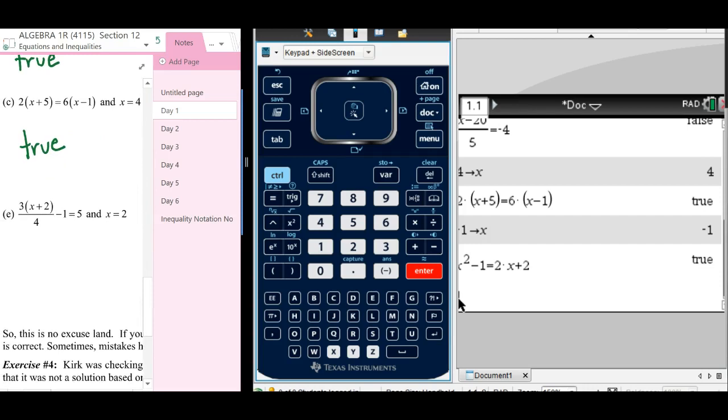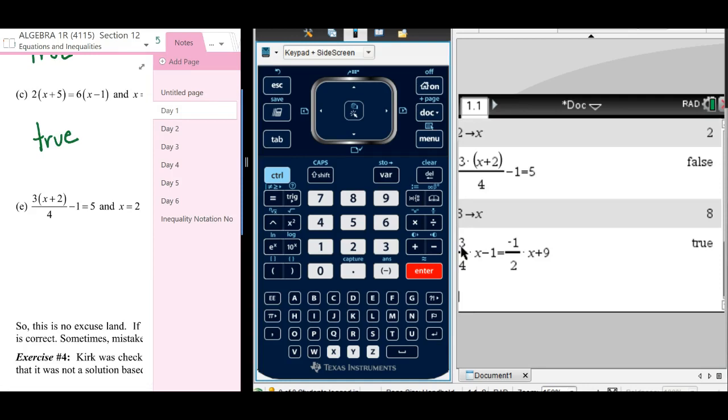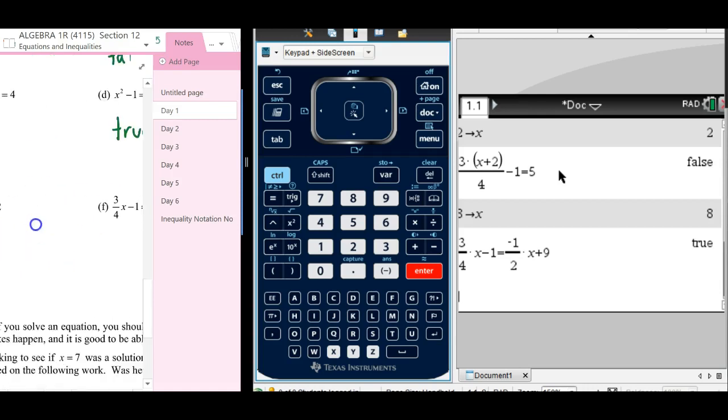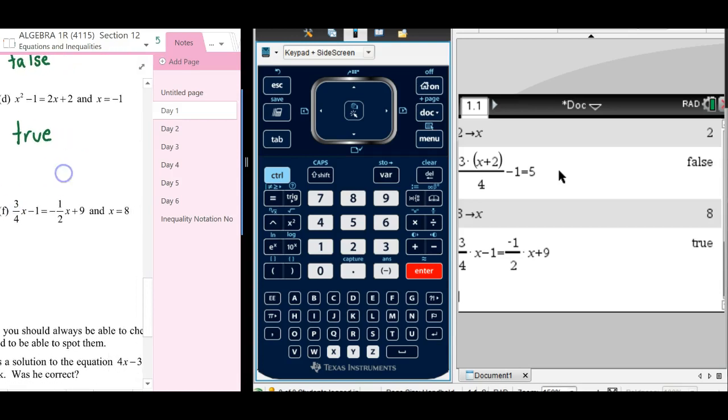I'm going to leave the last two for you to try right now on your own. As you can see from my calculations, I stored 2 for x, and I typed in 3 parentheses x plus 2 over 4 minus 1 equals 5. And that told me that letter E was false. And similarly, when I stored 8 for x and typed in the equation they wanted to test me for, letter F became true.